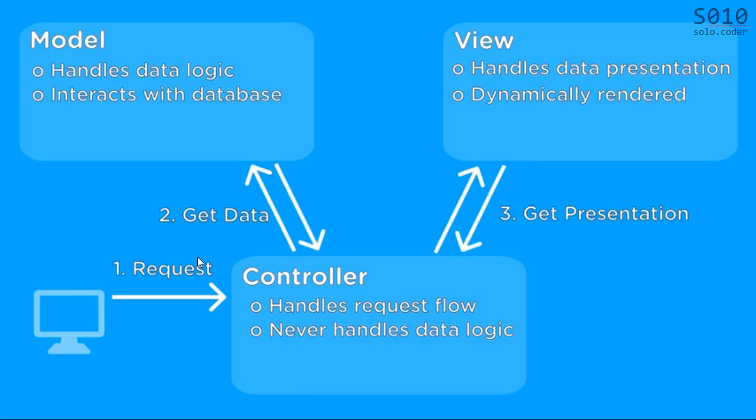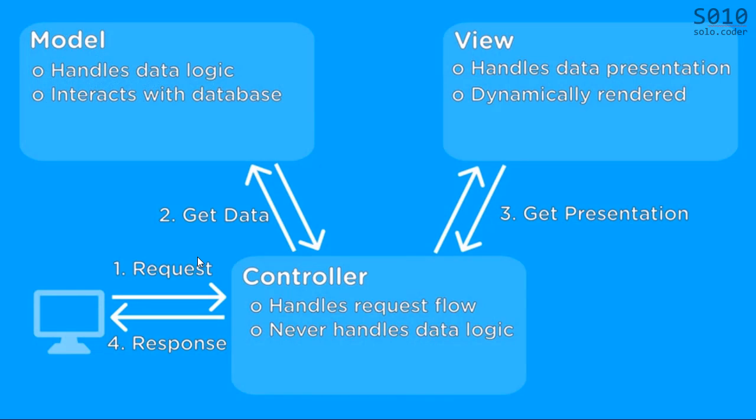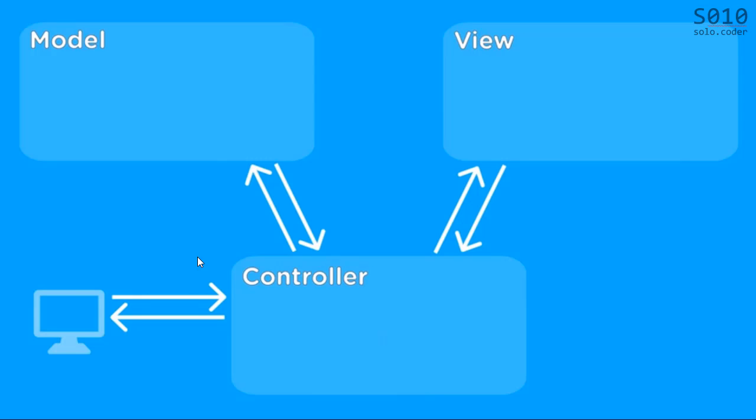The view will send its final presentation back to the controller, and the controller will handle sending that presentation back to the user. The important thing to note about this design is that the model and view never interact with each other. Any interactions between the model and the view are done through the controller. Having the controller between the model and the view means that the presentation of data and the logic of data are completely separated, which makes creating complex applications much easier. This is all just theoretical though, so let's look at an example of how this design handles a request.